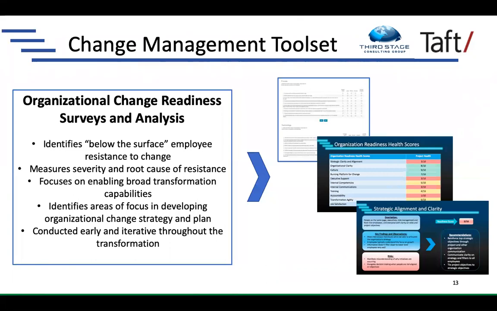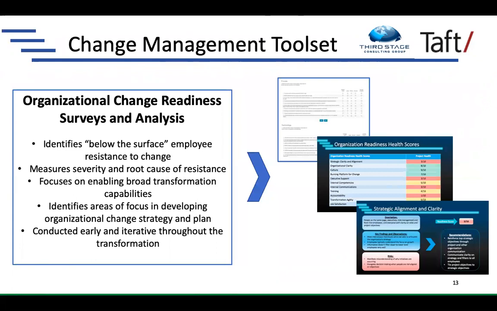We want to measure the severity and root cause of the resistance, focus on enabling broad transformation capabilities, areas that we want to focus on in developing the organizational change strategy and plan. So that change readiness survey, the focus groups we do early on to assess the current landscape should be a very important input into the change strategy and plan that we put together. And as I mentioned before, these should be conducted early and iteratively throughout the transformation.